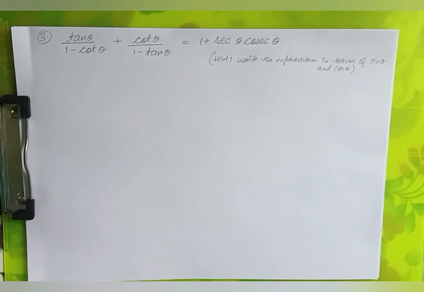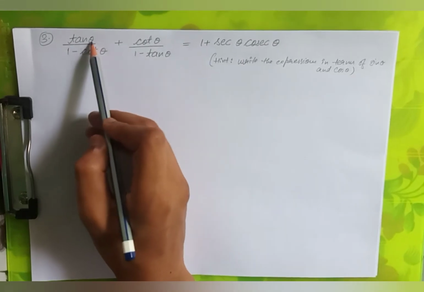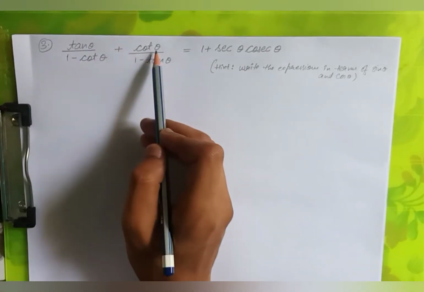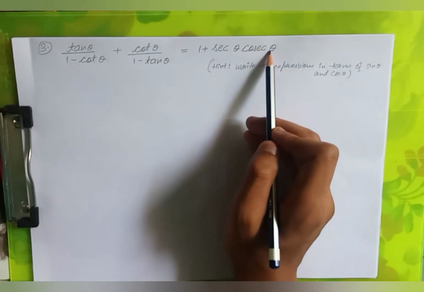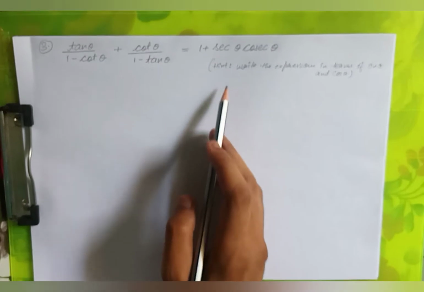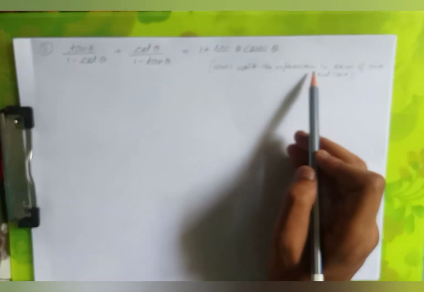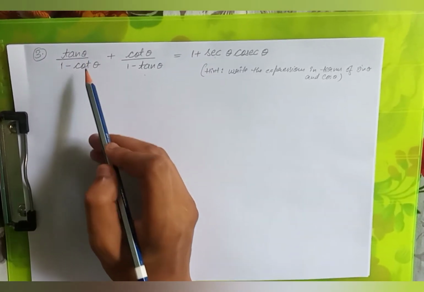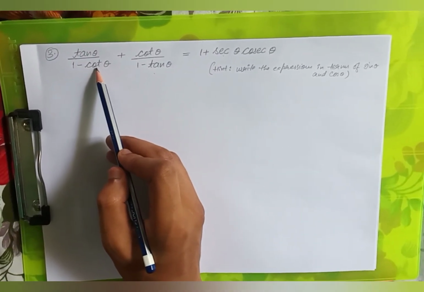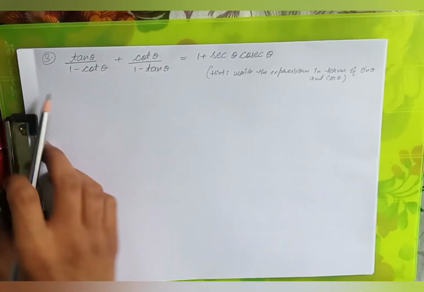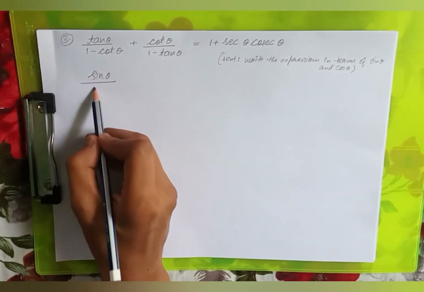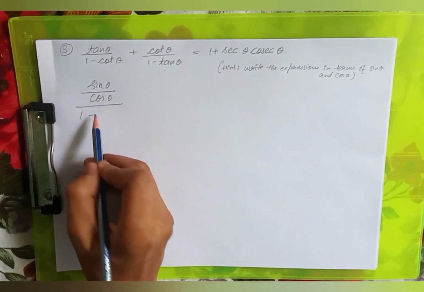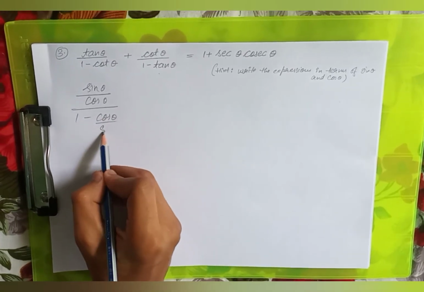So this is the third question. We have given tan theta by (1 minus cot theta) plus cot theta by (1 minus tan theta) is equal to 1 plus sec theta cosec theta. We have to prove LHS equal to RHS. We have given a hint here. Write the expression in terms of sin theta and cos theta. We have to simplify tan theta in terms of sin theta and cos theta, and cot theta in terms of sin theta and cos theta. So firstly we know that tan theta is sin theta by cos theta, and the cot theta is cos theta by sin theta.